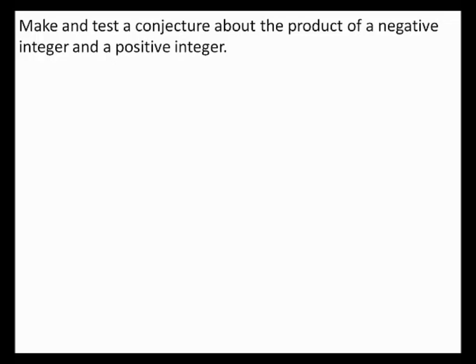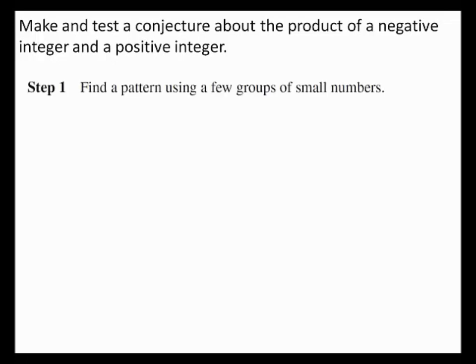Make and test a conjecture about the product of a negative integer and a positive integer. To make and test a conjecture about the product of a negative integer and a positive integer, the first step is to find a pattern using a few groups of small numbers.